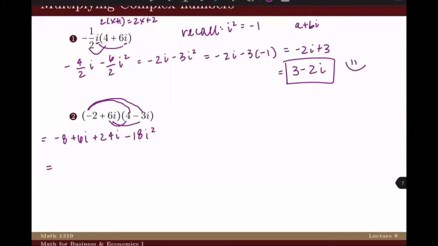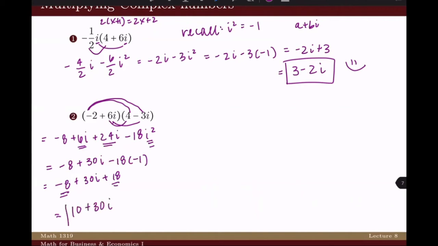So then this is going to be negative 8, and we can add these two together because they both have an i. So 24 plus 6 is 30. And then again, we can convert this negative 18 i squared into positive 18. So this is going to be negative 8 plus 30i plus 18. Lastly, we can combine these two like terms, and 18 minus 8 is 10. So we get 10 plus 30i.